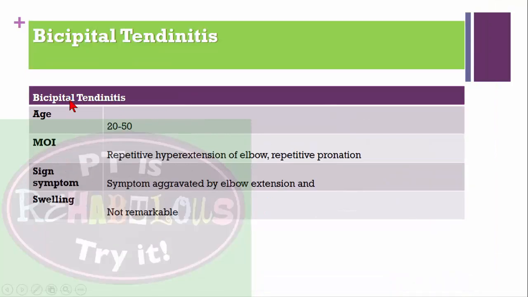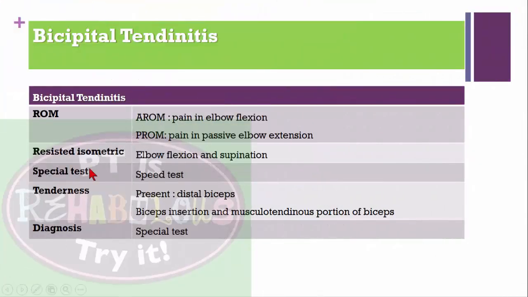Let's learn biceps tendinitis. Age is 20 to 50 years. Mechanism of injury: repetitive hyperextension of the elbow and repetitive pronation. Signs and symptoms: aggravated by elbow extension, and swelling is not remarkable. Range of motion: active elbow flexion causes pain, and there is pain in passive elbow extension. Resisted isometric, like elbow flexion and supination, causes pain. Special test: speed test. Tenderness is specifically present on the distal biceps area, biceps insertion, and musculotendinous portion of the biceps. Diagnosis: the speed test can diagnose bicipital tendinitis.